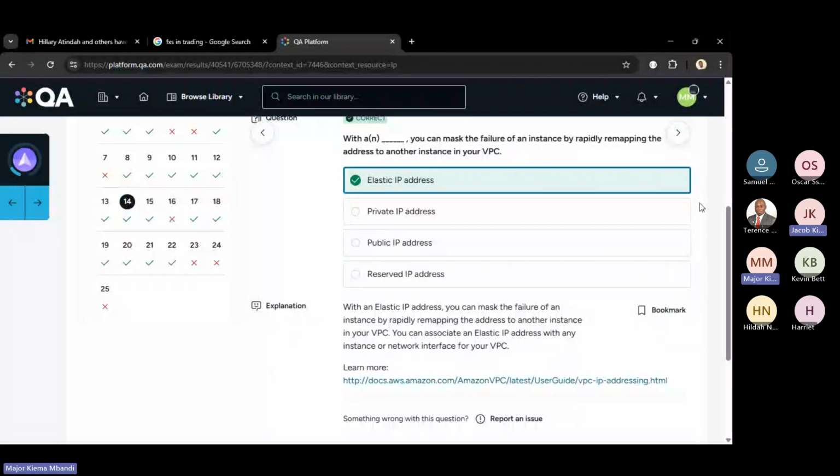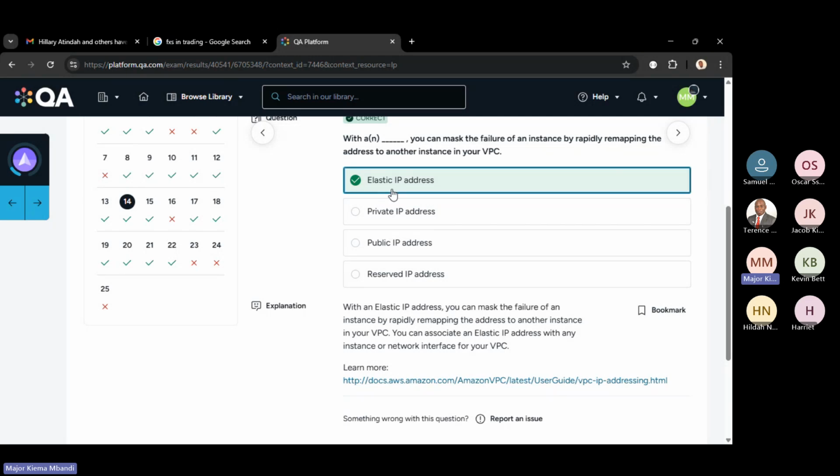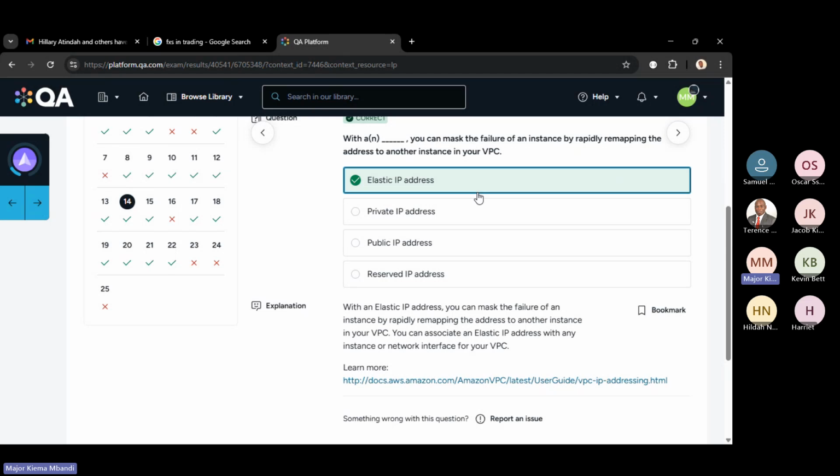With an Elastic IP, you can mask the failure of an instance by rapidly remapping the address to another instance from your VPC. So this is Elastic IP, because an Elastic IP will be dedicated to you. You can take that IP, associate it with the instance that has had a failure, and then associate it with the new instance. That's why we can use it to mask the failure.